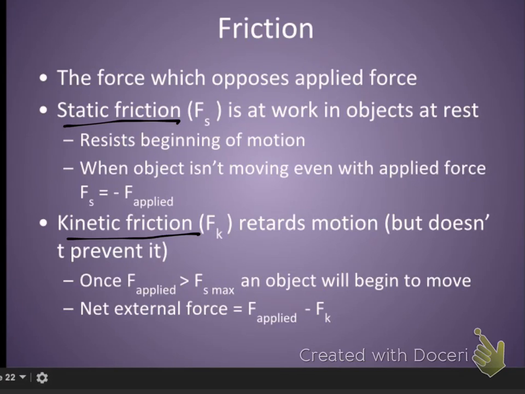Now, you all know experientially, if I send you out to push a tub of bricks down the hall, it's easier to keep it moving than to get it moving, yes? You know that intuitively. So you already know the first point here: static friction is greater than kinetic friction. Once you've got something moving, it's easier to keep it moving than it is to get it moving in the first place. So static friction is always higher than kinetic friction.